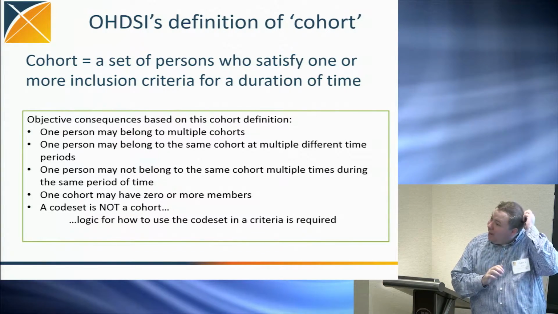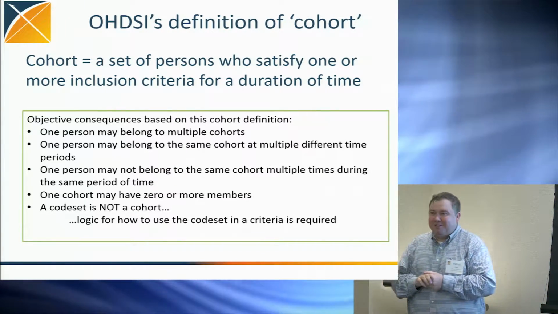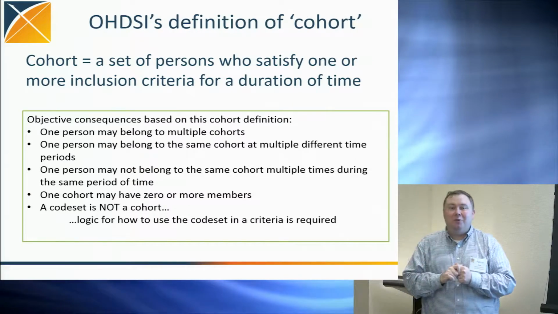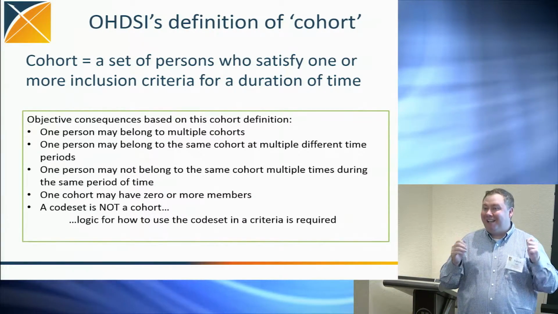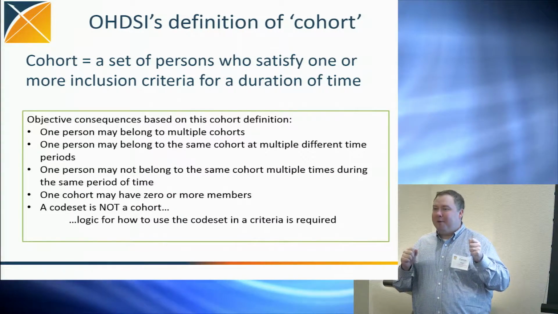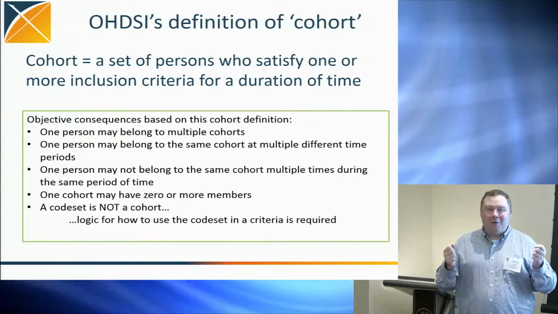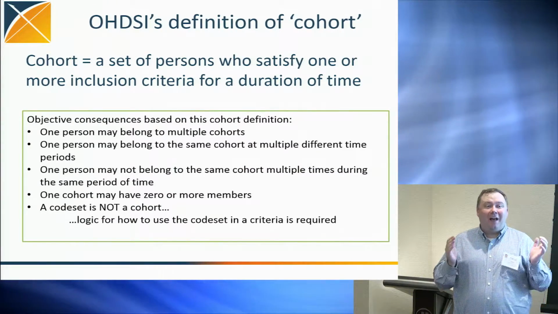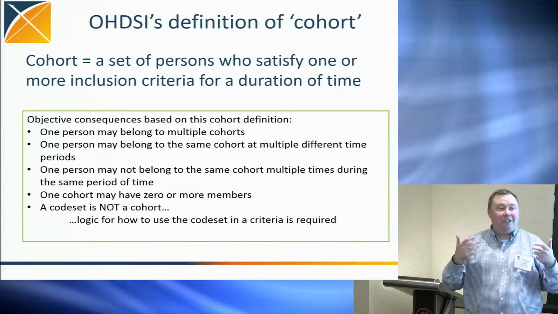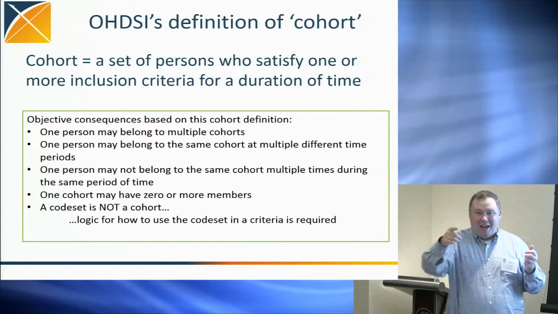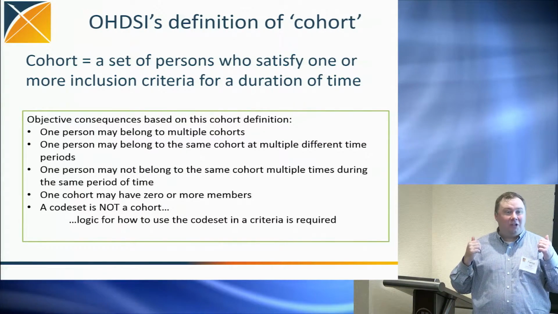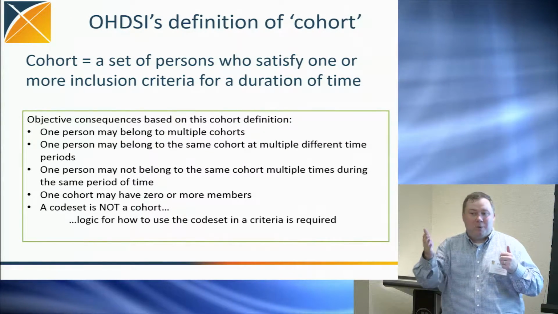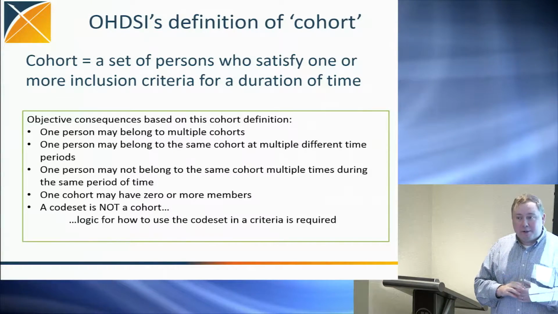One cohort might have 0 or more members. So it's actually totally valid to define a real population and that population have nobody in it. We actually see this happen in the OHDSI studies quite often, where I define a valid cohort definition that works in my database. I give it to Adler, and in Columbia they have no members. It does not mean my cohort definition is wrong, it just means that nobody in Columbia satisfies that criteria.